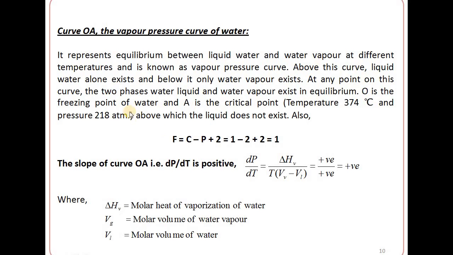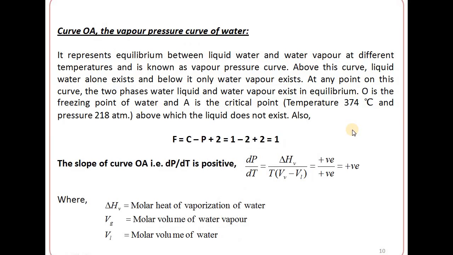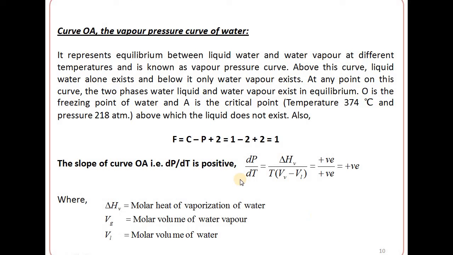Now O is the freezing point of water and A is the critical point. We can see here below this the water is existing as ice. A is the critical temperature above which no liquid exists at any pressure. Above the critical temperature, the water exists only in the form of vapor. So A is the critical point corresponding to temperature 374 degrees Celsius and pressure 218 atmosphere.